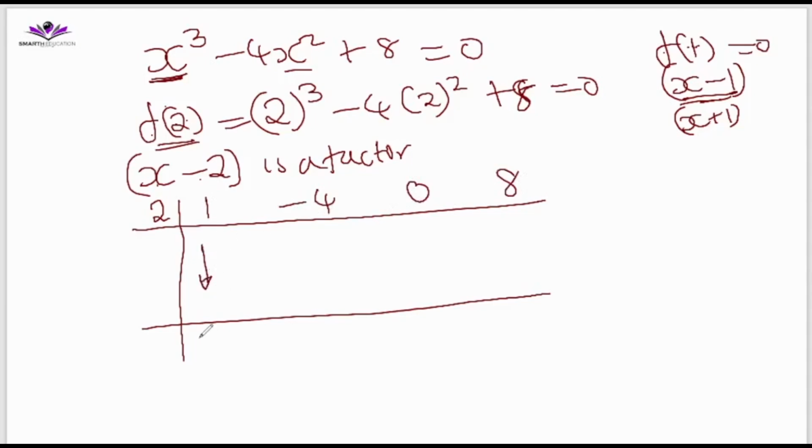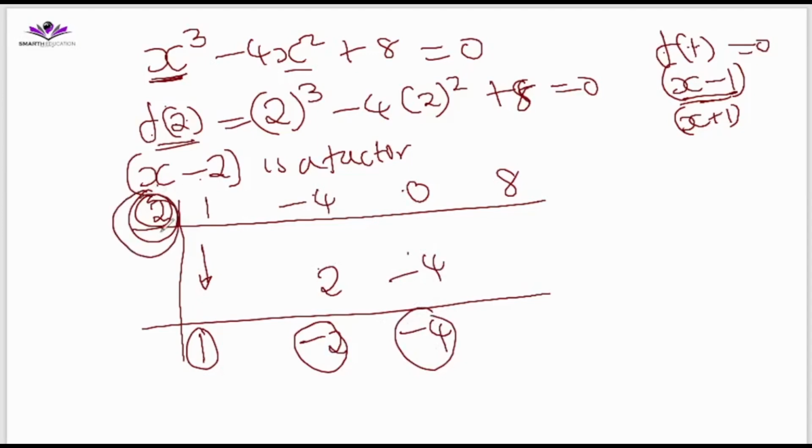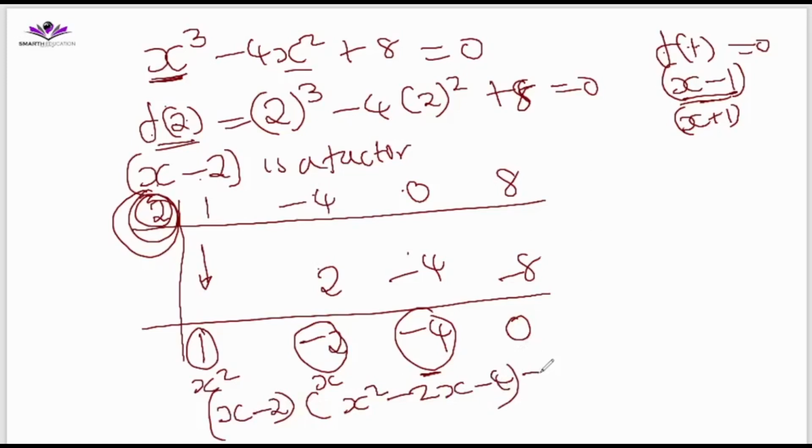Drop 1, and then you have 1. And then 1 times 2 is 2. You write it there. Negative 4 plus 2 is negative 2. Negative 2 times 2, that is negative 4. Write it there. Then 0 minus 4 is negative 4. Then negative 4 times 2 is negative 8. Do you see that? We're getting 0 at the end. So this is the coefficient of x squared, this is the coefficient of x, and this is the constant. So it means we have x minus 2, and then we also have x squared minus 2x minus 4 is equal to 0.